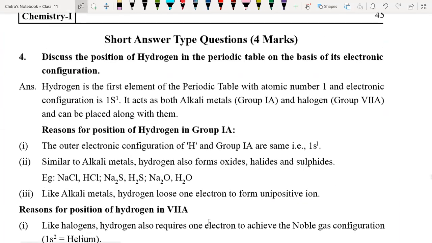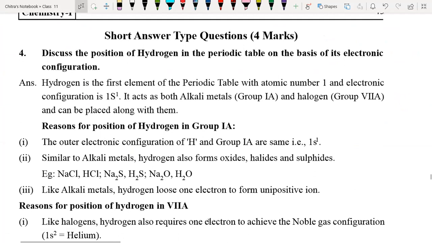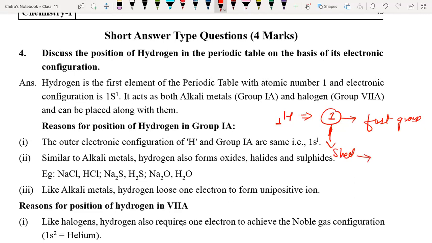Now we have short answer type questions. Discuss the position of hydrogen in the periodic table on the basis of its electronic configuration. So we know that hydrogen has only one electron. So its electronic configuration will be one only. So that one represents the first group. And only one shell is present here. Only one shell we have, is it? So that number of shells represents the period number.